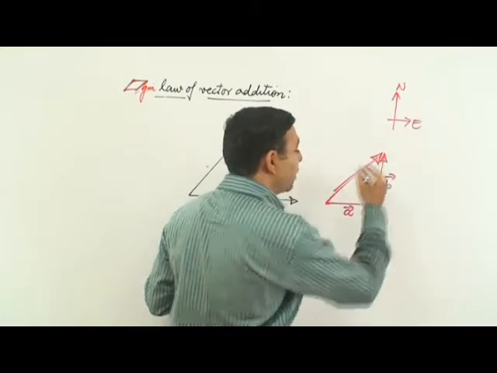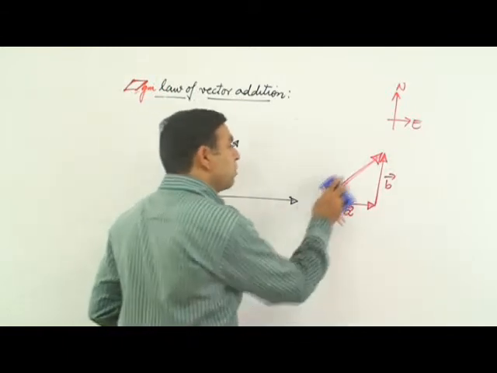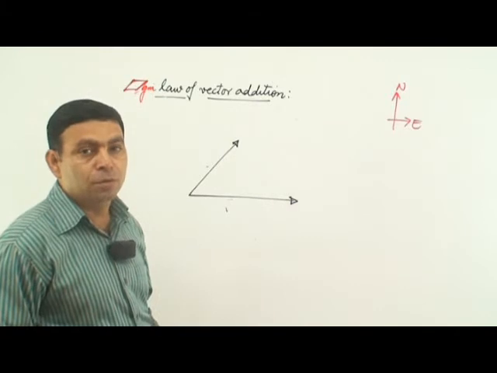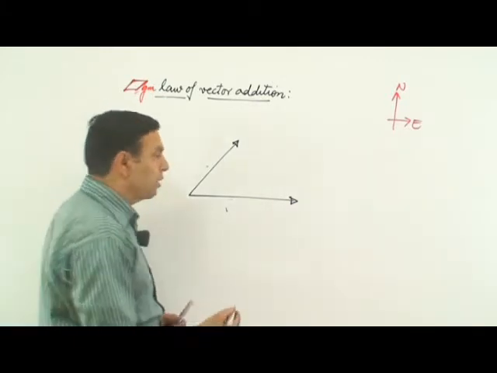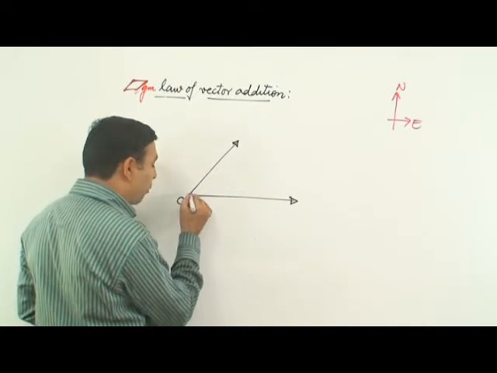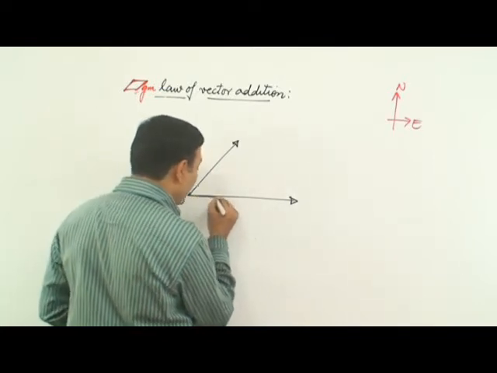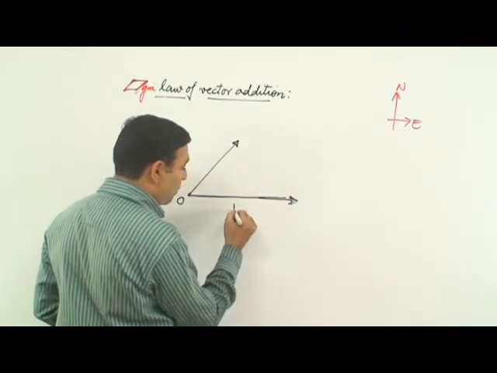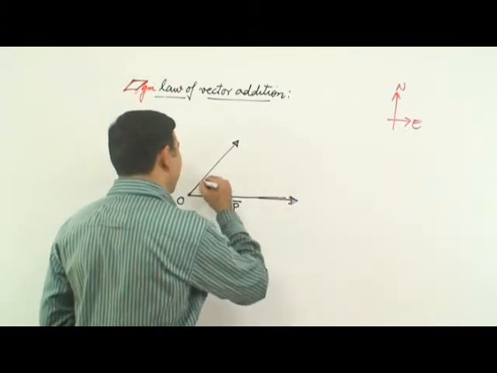Fine. But in parallelogram law, we are not writing two vectors in order. Rather, we are writing two vectors as if they are starting from the same point, say common point O. Let this be one vector, let me call it vector P. And let this be another vector, let me call it vector Q.